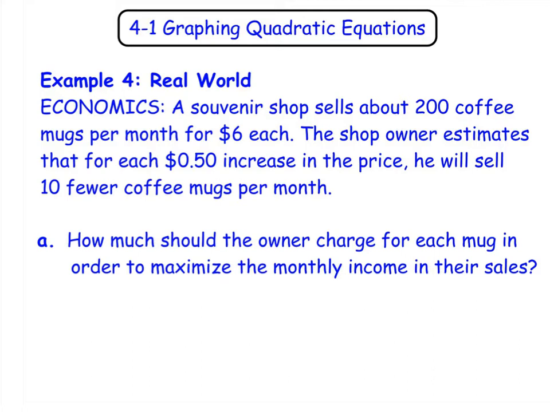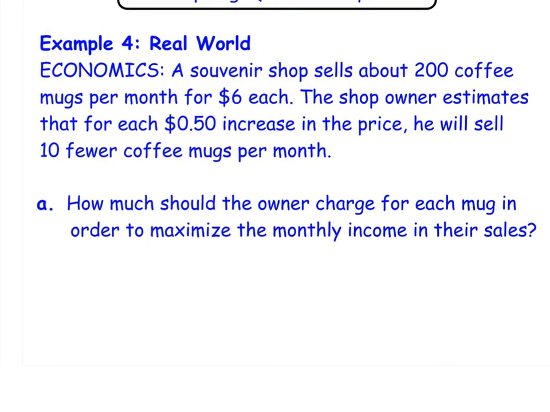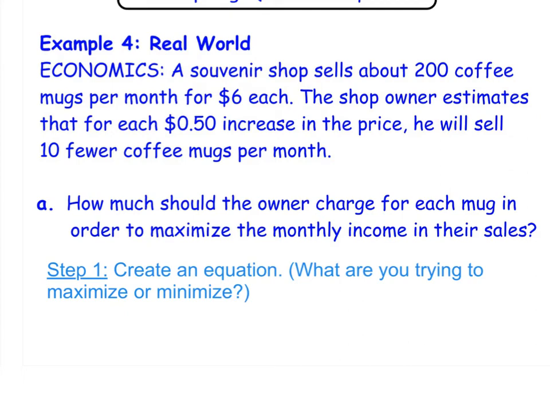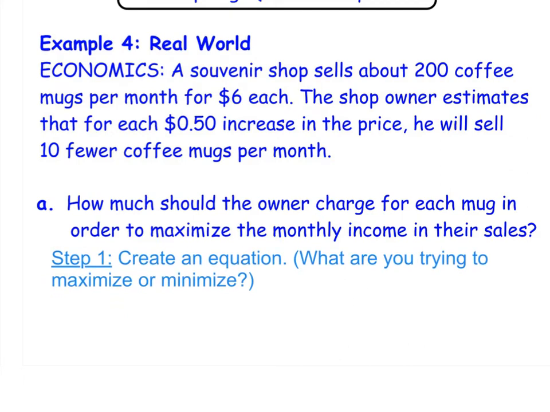So the first step in doing these real-world problems is to create an equation. So write that down. Step 1, create an equation. And you need to ask yourself, what are you trying to maximize or minimize? And that's going to be your equation. So in this case, we are trying to maximize profit. So how would you find profit given the information?